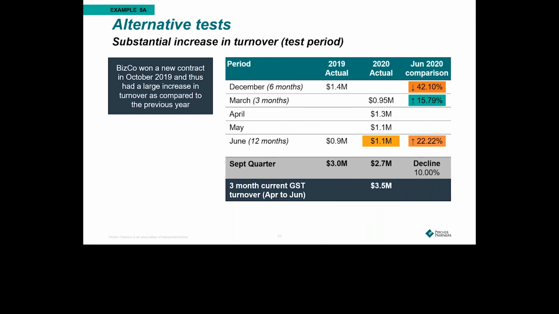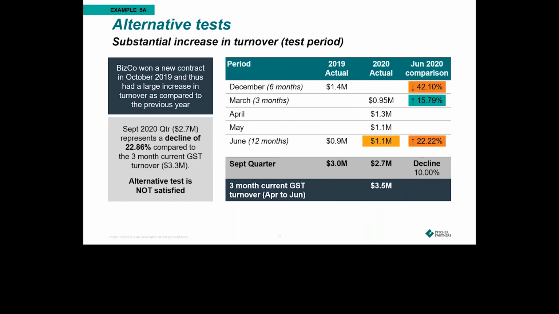To try and illustrate these two options, we've given you the example of BizCo. In this scenario, BizCo won a new contract in October 2019, so its turnover has increased dramatically in the past year. When BizCo uses the basic test, even though its turnover for September 2020 has declined, it hasn't declined sufficiently against the September 2019 quarter because it had such a growth in its turnover between those 2 points in time. So instead, BizCo looks to use the substantial increase in turnover test.